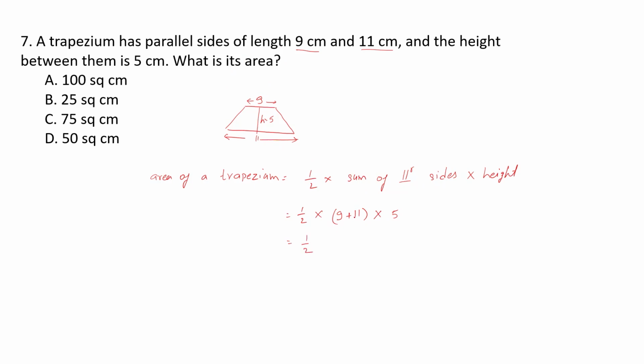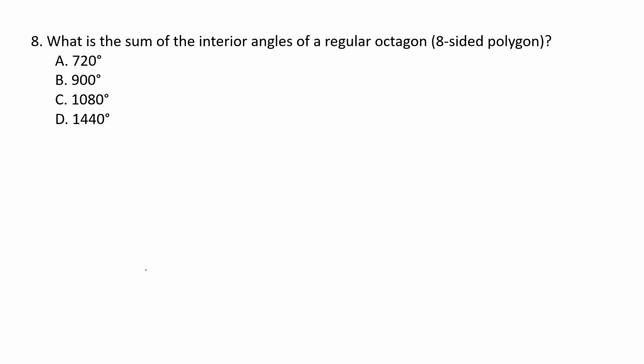So 1 by 2, 9 and 11 is 20, into 5. So 2 se 20 will get cancelled in. So it is 50 centimeter square. So option D is correct. Is that okay? Next problem is, what is the sum of interior angles of a regular octagon of 8-sided?